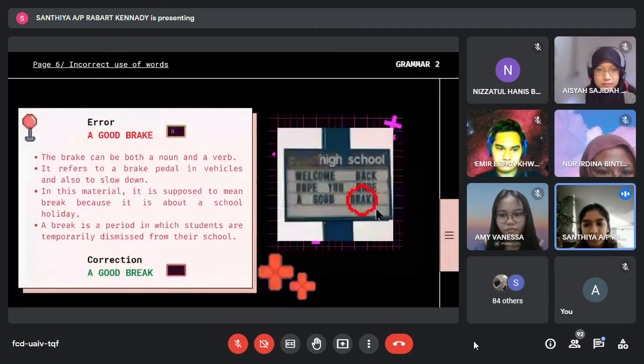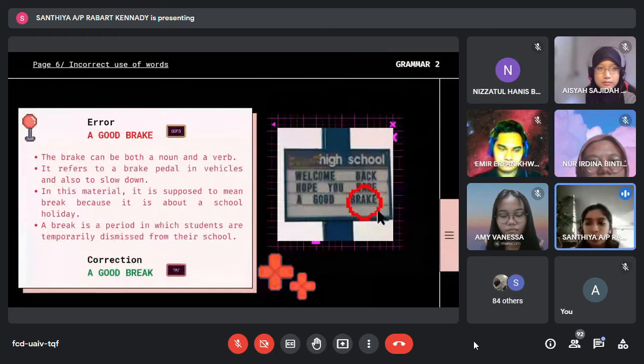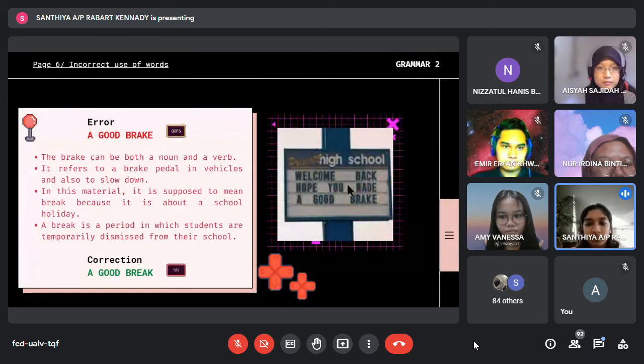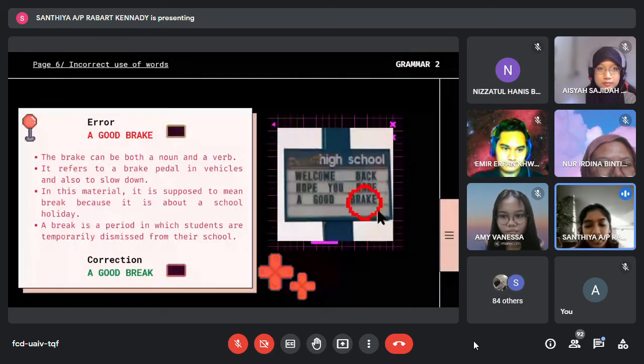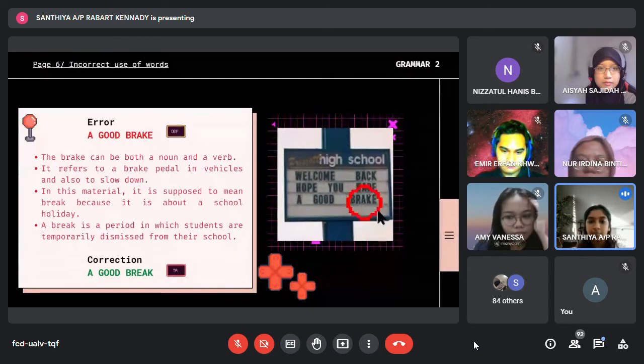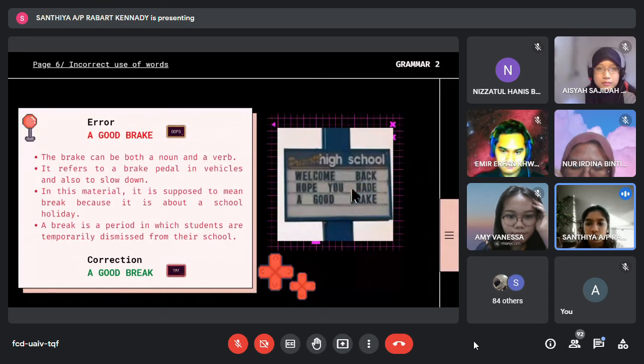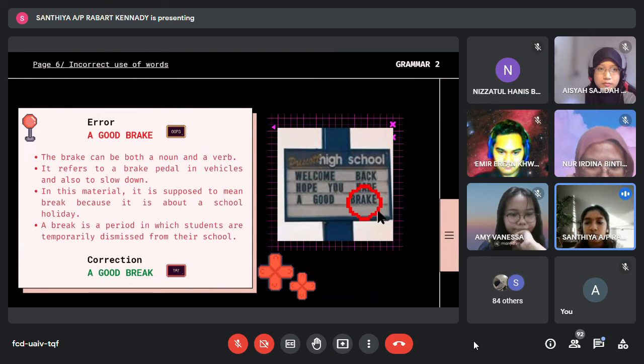Now we have the second picture which says, welcome back, hope you had a good break. Right off the bat, we can see that break is being used incorrectly in the sentence. Break can be both a noun and a verb, and it refers to a brake pedal in vehicles and also to slow down. In this material, it is supposed to mean break because it is about a school holiday. A break is a period in which students are temporarily dismissed from their school. So the correct answer to this will be a good break.